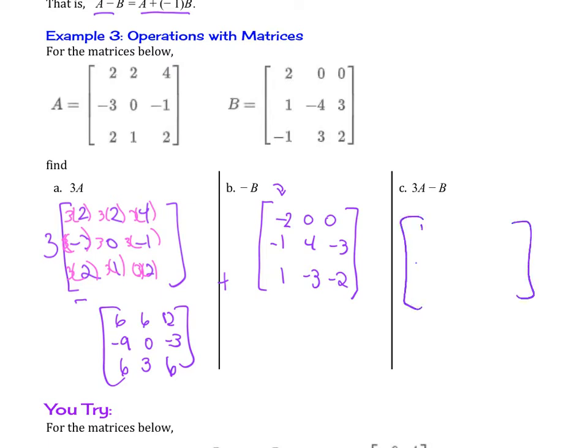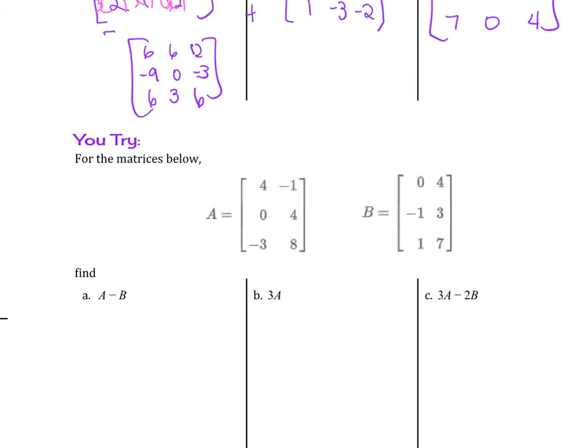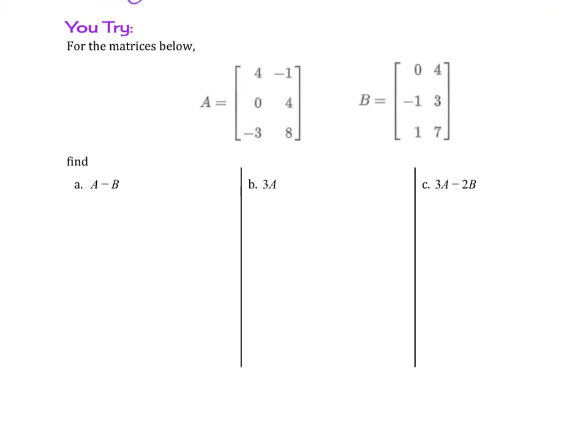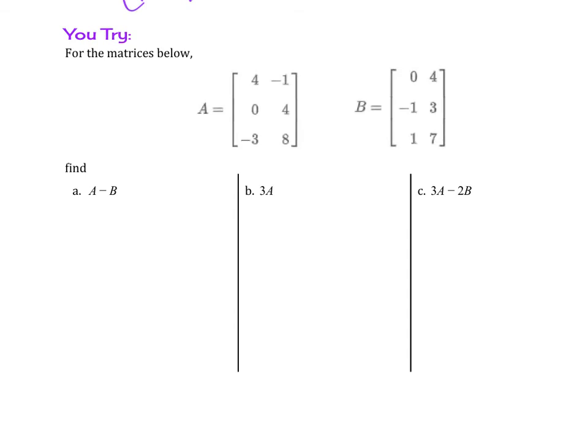6 minus 2 is 4. 6, and then 12, and then negative 10, 4, negative 6, 7, 0, and 4. So try these below.